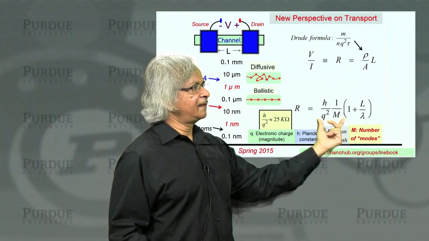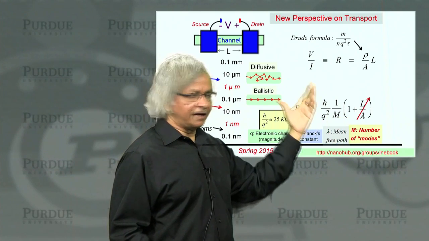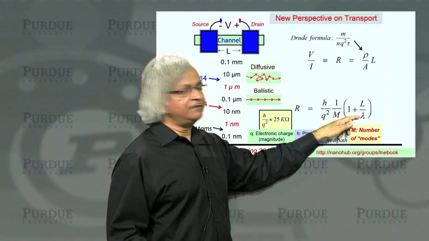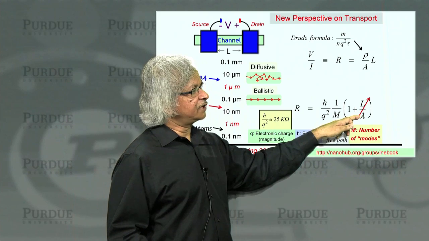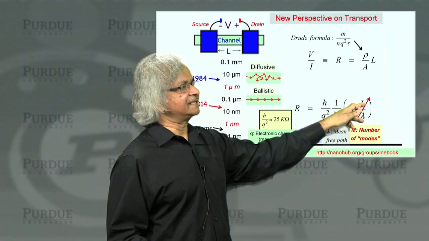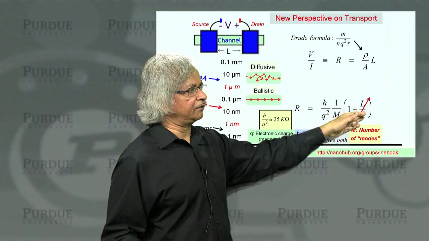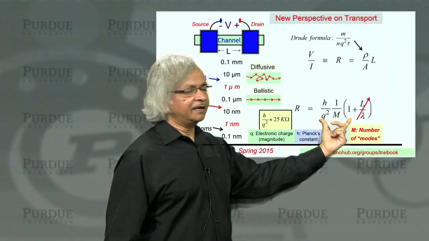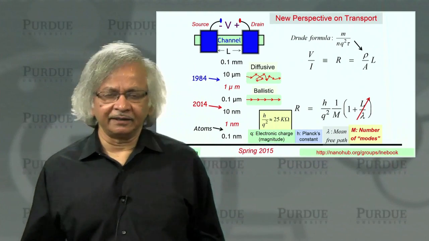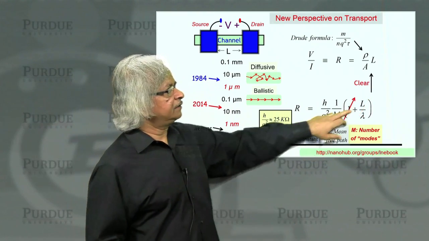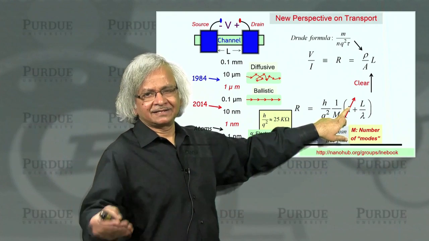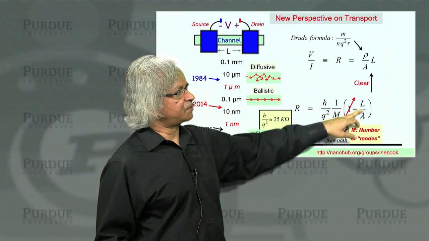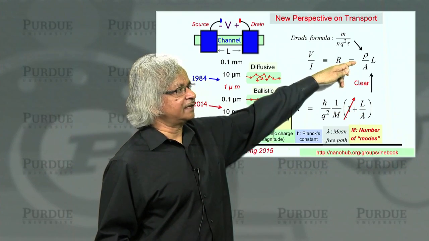You see, if you have a short device, that means the length is much smaller than a mean free path, then you can drop that term, because this is, let's say, 0.01. Compared to 1, you can drop it. And then you have the ballistic resistance. On the other hand, if you had a long device, hundreds of mean free paths long, then you can drop the 1, because 1 plus 100 is almost 100 anyway. And then you have a resistance that's proportional to length, and that connects up to Ohm's law.